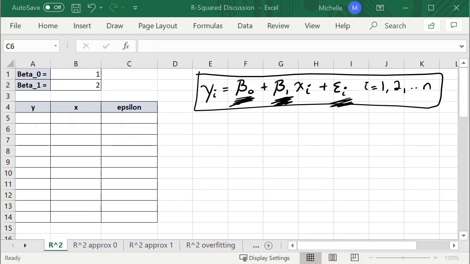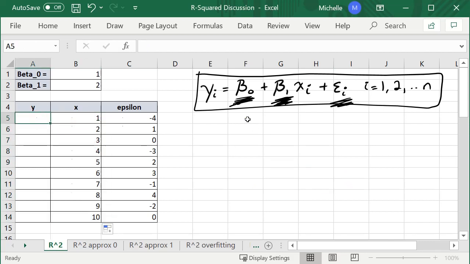Also, I have some epsilon values I'm just going to use, so let me paste them in. These are just random numbers for the model error, right? And of course, the sum of these should be equal to 0. All right, and xi, let's just use the numbers 1 to 10. Let me click these and drag it down.